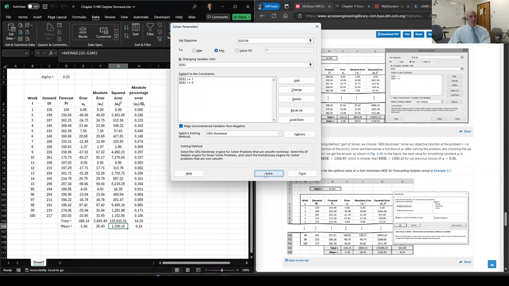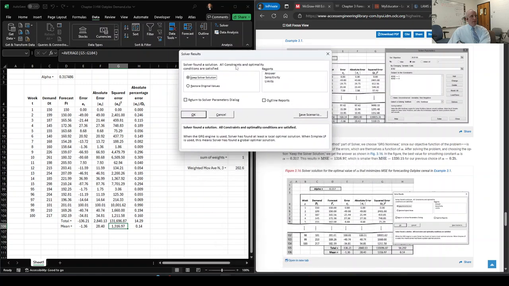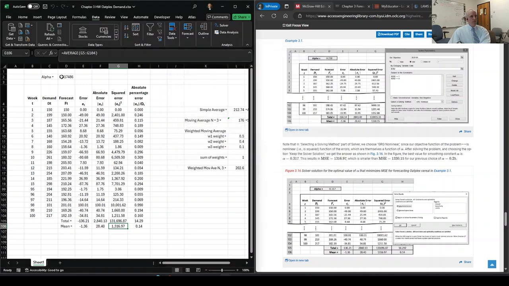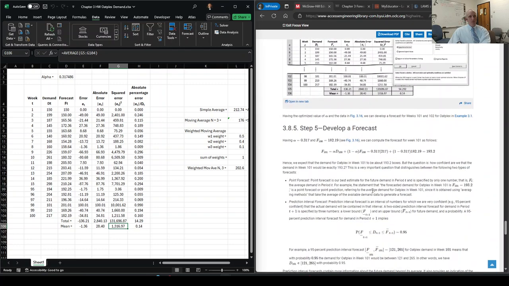What that's going to do is run a whole bunch of numbers. And if it's set up correctly, it's going to say solver found a solution. And we'll click OK, keep solver solution, OK. Notice alpha is now 0.317. And that is the alpha that's optimized to get the lowest mean squared error. How about that? Now we can use that as our alpha, 0.317, and we can create a forecast based on that optimized alpha.